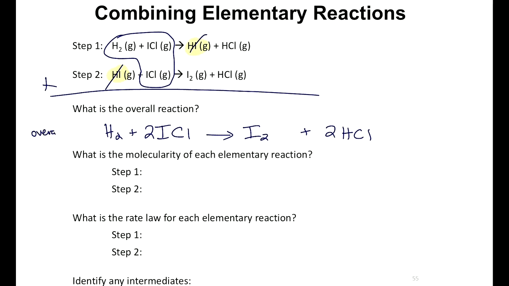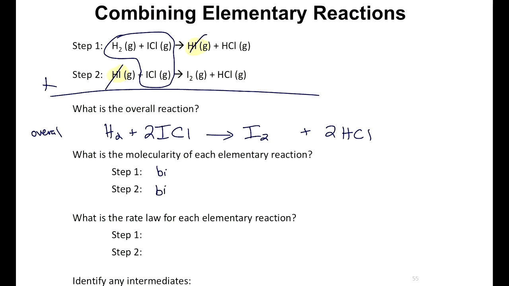Overall, okay. Let's determine what is the molecularity of each step. So step 1, what do we think it is? So uni, bi, ter, whatever. What is it? Bi, yes. And the second one? Also bi, yeah, because there are 2 things interacting.